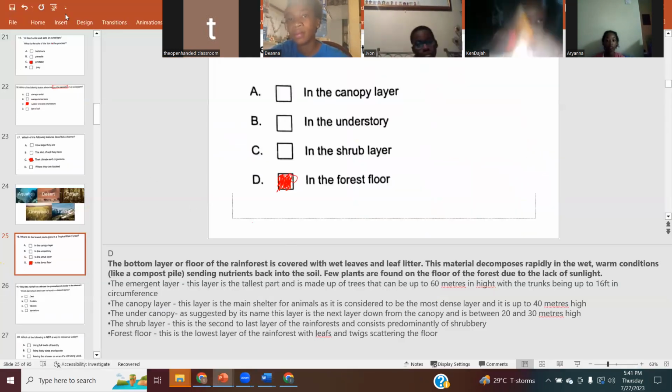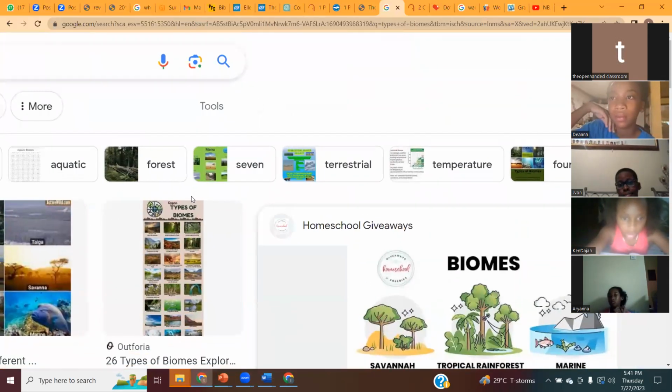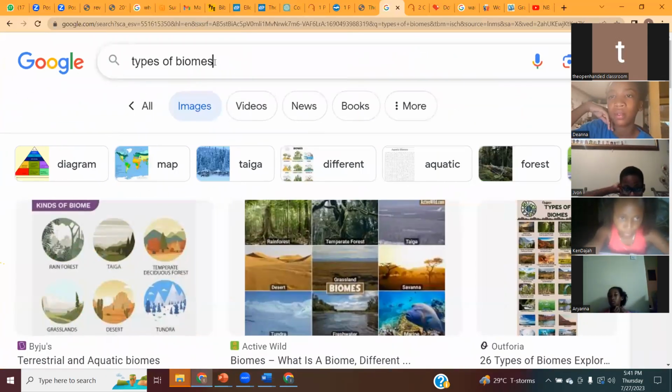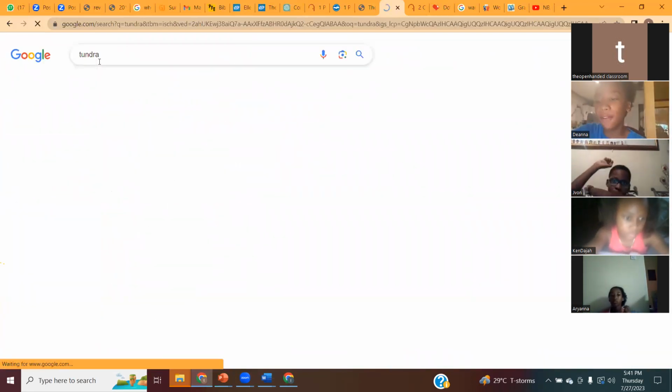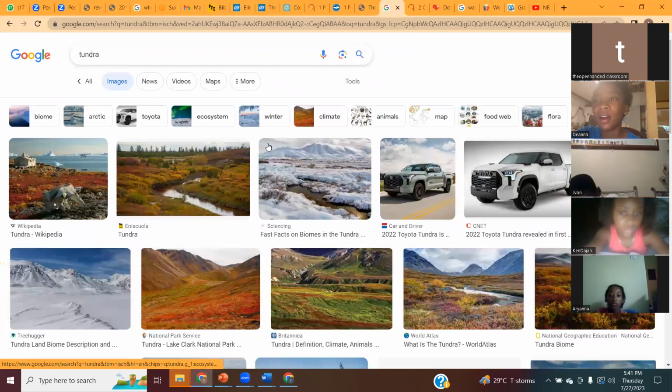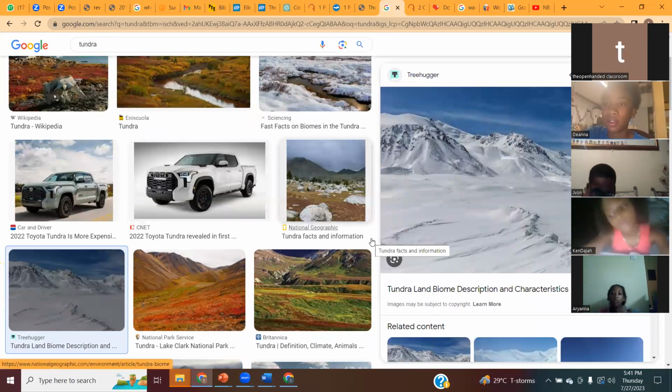Okay, good. Oh, I wanted to check out tundra. Which biome is your favorite? My favorite is the rainforest. Your favorite is the rainforest? My favorite is the aquatic. Aquatic, okay.